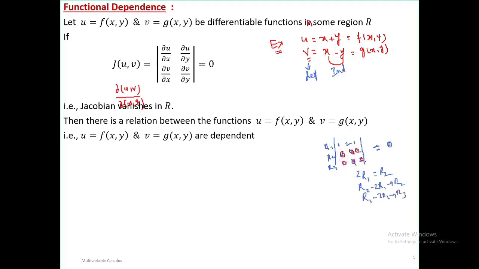Now look, the determinant is 0. That means all 3 rows are dependent rows. If the rows are independent, then the determinant is never 0. Same ideology here: if the determinant is 0, then the rows are dependent. That means the corresponding functions are dependent. That's what I said: x and y, u and v are dependent if the determinant vanishes. Okay.